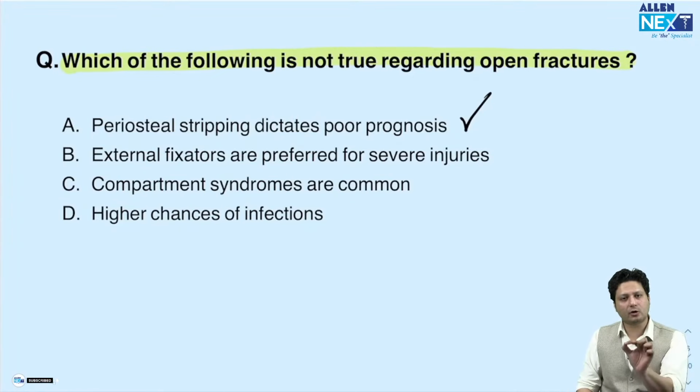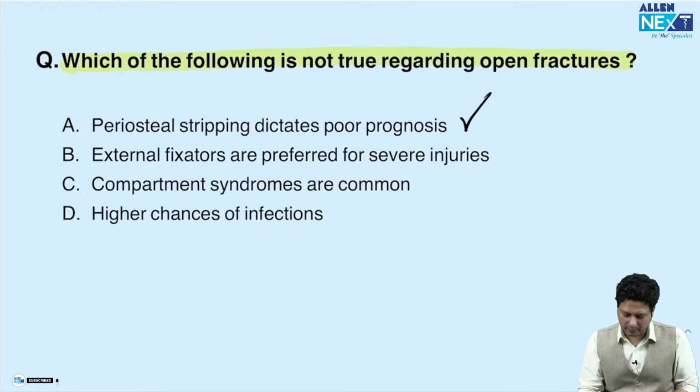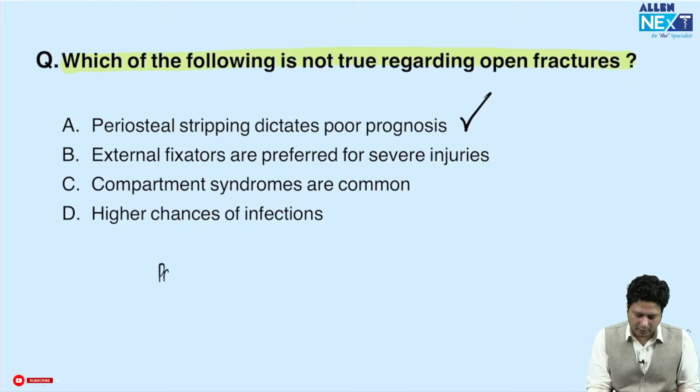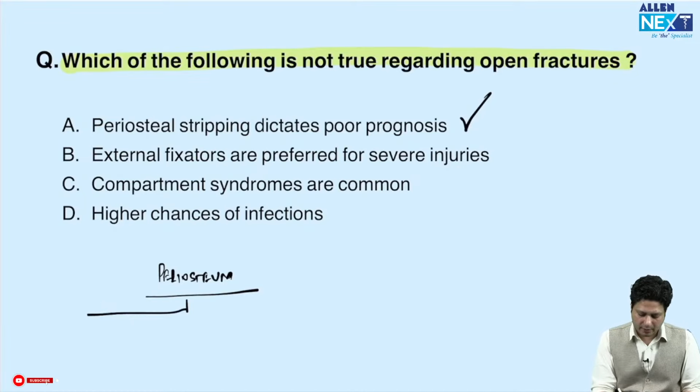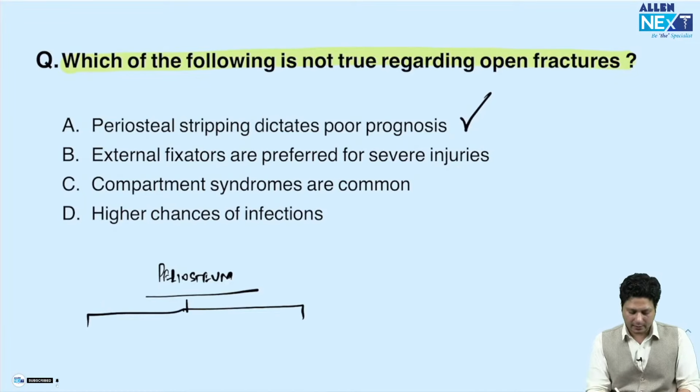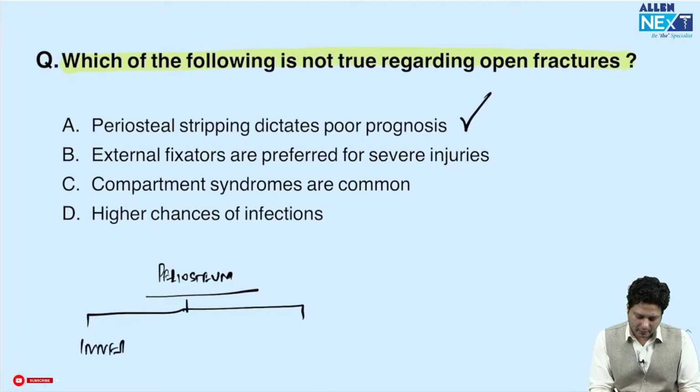Now, how this periosteal damage, if it is present, will alter the prognosis? All of you are aware of the fact that periosteum basically is not just a fibrous layer which is covering the bone. Periosteum is basically made up of 2 layers. The inner layer, which is the cambium layer, and the outer layer, which is the fibrous layer.